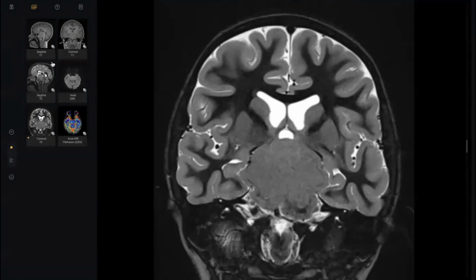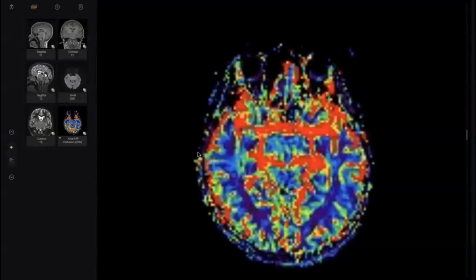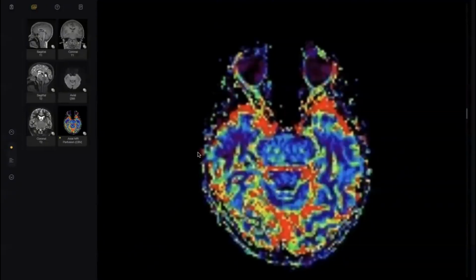Look here, this is perfusion. What happened here? I don't know about this. See, the red color is the highest perfusion. The yellow is the least. This is the lesion. This is the blue, sorry, not yellow. The blue is similar to what?